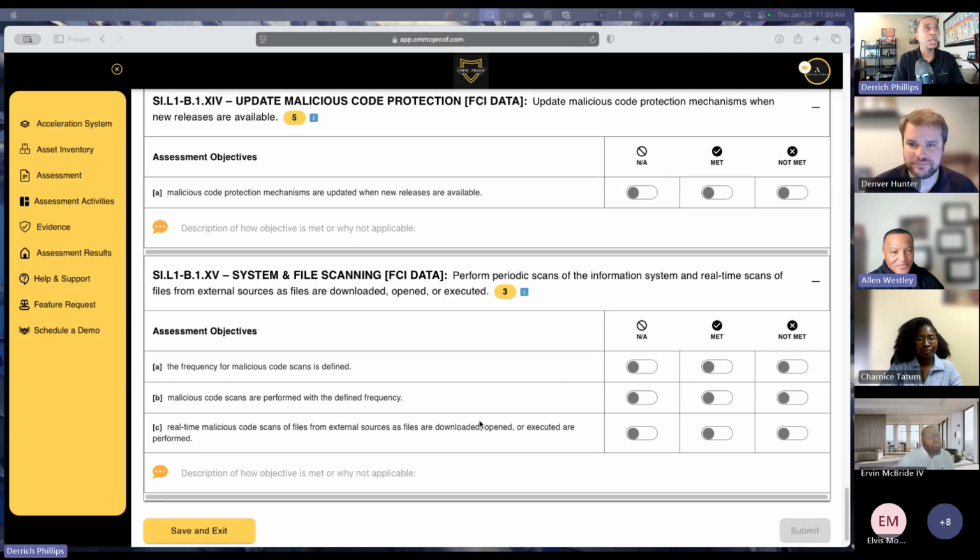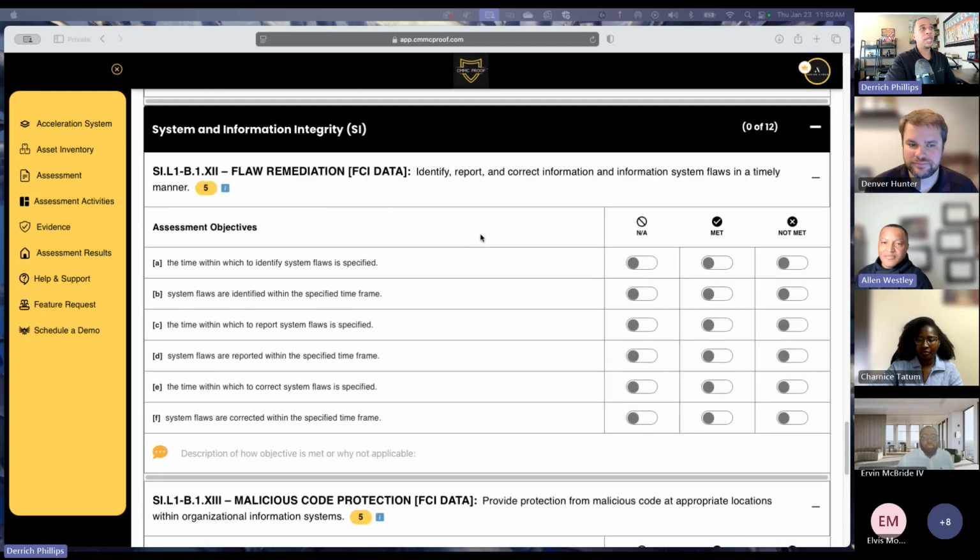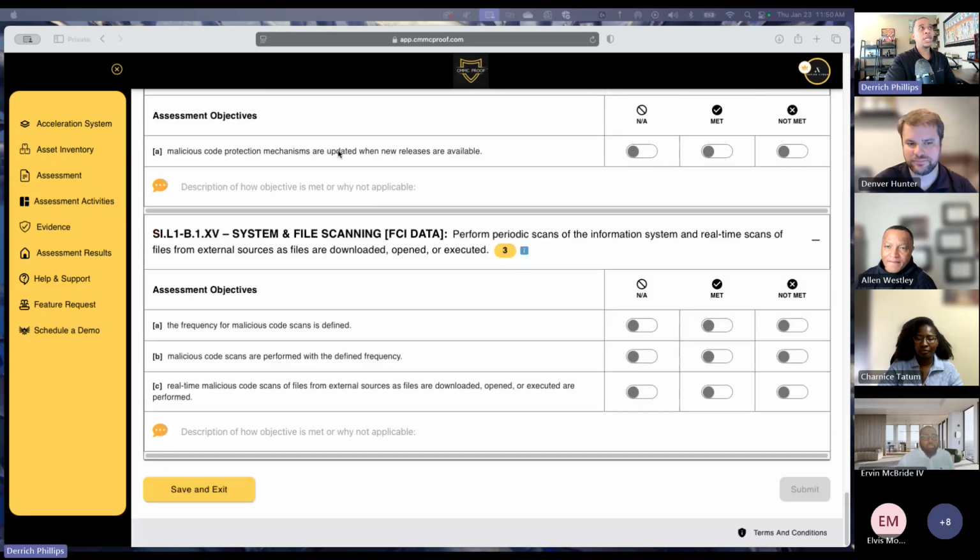Exactly. Absolutely. All right. So for time's sake, let's close out with these last two. That's under the system and information integrity. I want to take these last two.